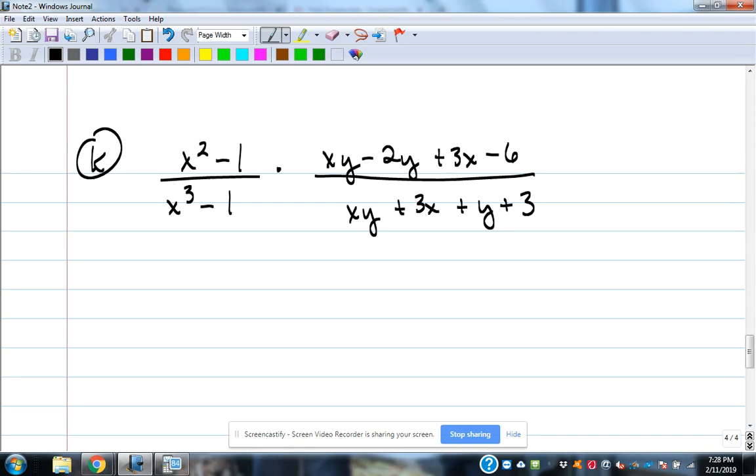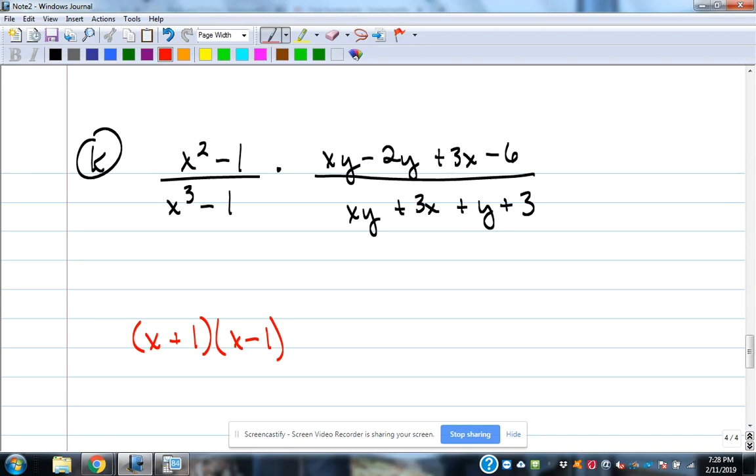All right, so let's factor everything. That's the first step. So I'm going to start with these two on the left. X squared minus 1 is a difference of squares, and we know 1 is what squared? 1 squared, right? So I can go straight to the factors of a difference of squares: x plus 1 and x minus 1. As you do more of these, you're going to be able to take some shortcuts and quickly factor differences of squares.